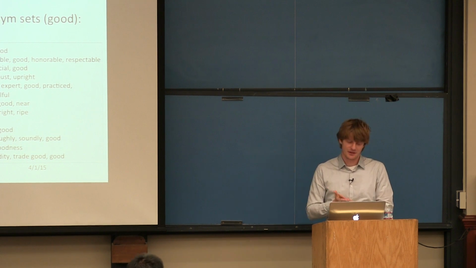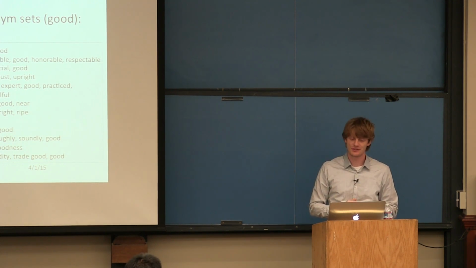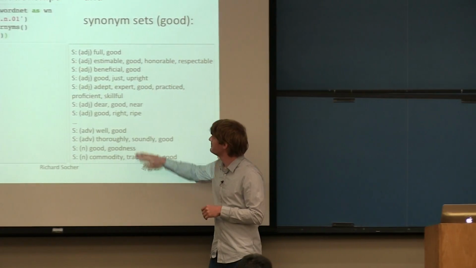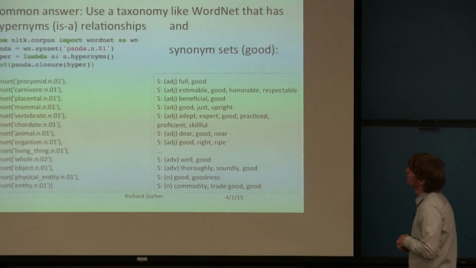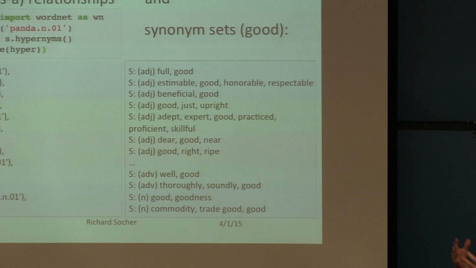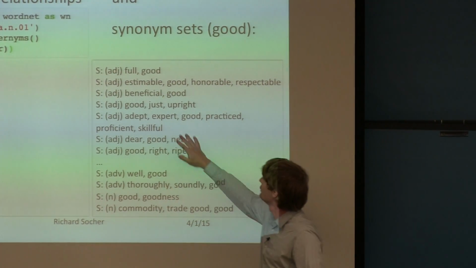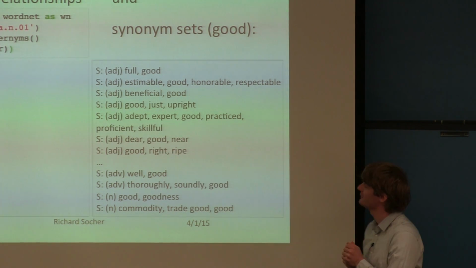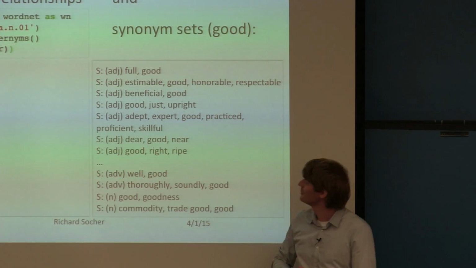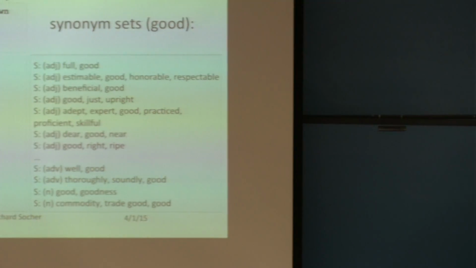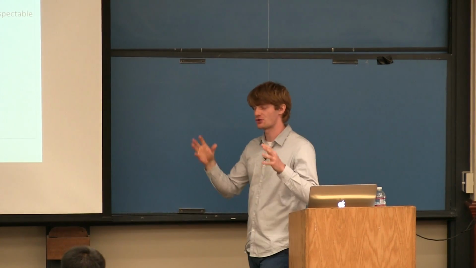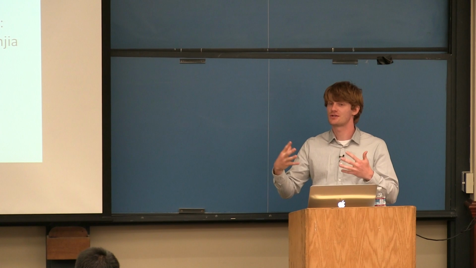Another piece of information WordNet gives you are so-called synsets, or synonym sets. Here we have a couple of the different meanings of the word good. You might say good is honorable, respectable kind of good, or it could be the just good, this is a good law, or the expert, good practice, proficient, skillful kind of good, or my good friend, my dear old friend, or something like that. And basically inside this taxonomy, WordNet assumes that the meaning here is completely identical. These are synonyms.